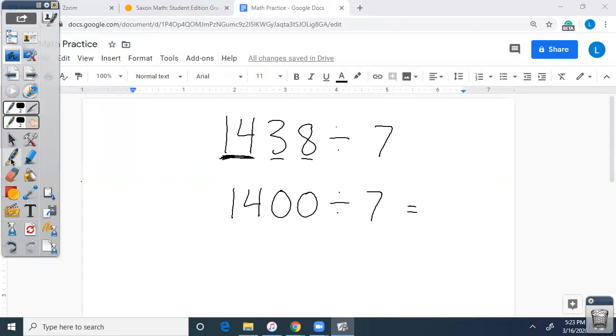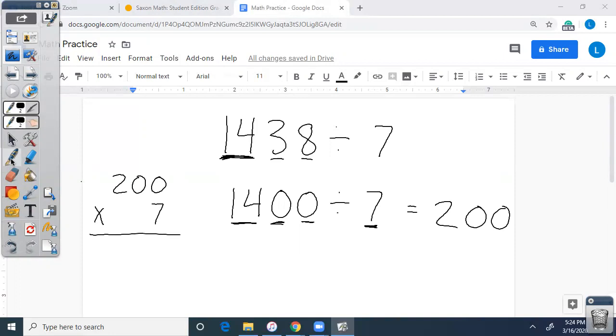Remember, for this part, this is a 0, that's a 0. I'm just going to put those 2 zeros in my answer. And I'm going to do 7 goes into 14 how many times? 2 times. So my answer is 200. Let me just show you over here what that looks like. 200 times 7. If I did my math right, my answer should be 1,400. Let's see. 7 times 0 is 0. 7 times 0 is 0. 7 times 2 is 14. Is that my answer? Perfect. So then I did that one right.